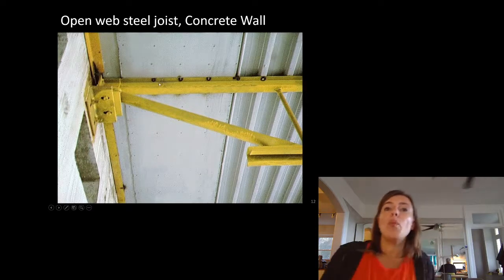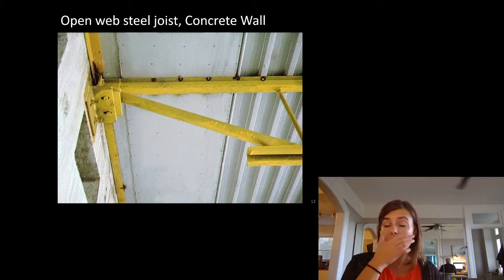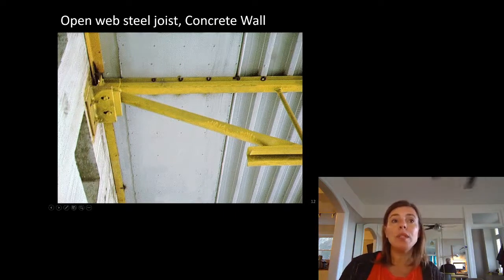Here is an open web steel joist connecting into a concrete wall. This is more common, especially if this could be a steel building. It might not, we don't know. But this open web steel joist at the cores, where we probably have concrete walls, most definitely would connect into the concrete.